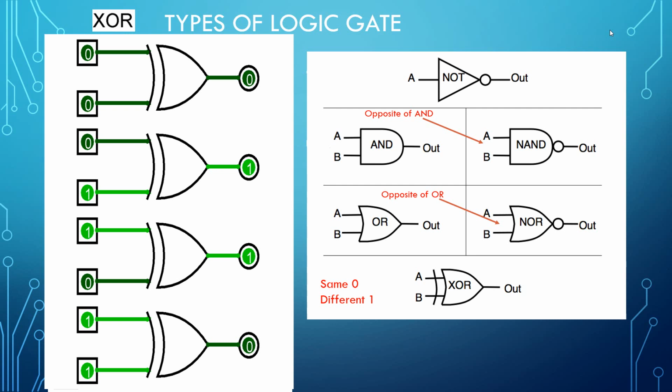So now the things you need to remember from this particular slide are: NOT gate will provide you with the opposite output, AND gate is multiplication, OR gate is addition, XOR means same 0, different 1. This will help you a lot.